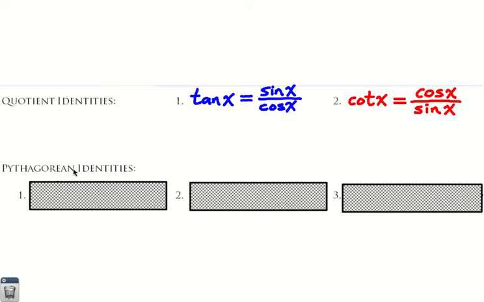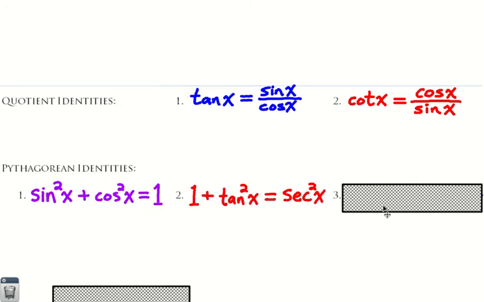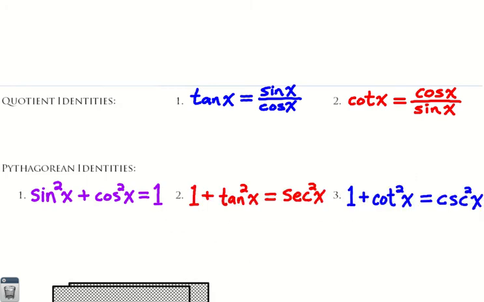And also, don't forget about these Pythagorean identities. Starting with the most important main one, sine squared of x plus cosine squared of x is going to be equal to 1. And then we have the other Pythagorean identities that we already wrote down and looked at last unit, but we're going to be really using them. So pause the video if you need to. Let's write these down again.